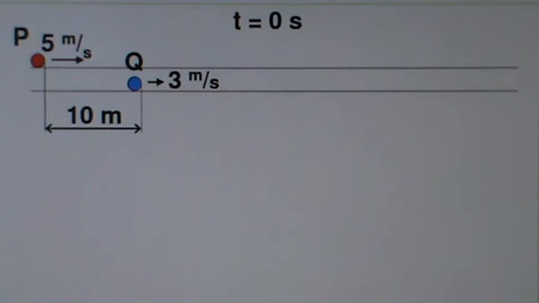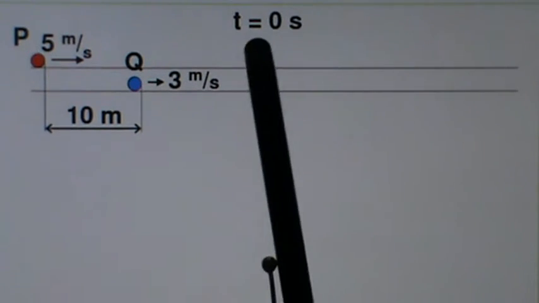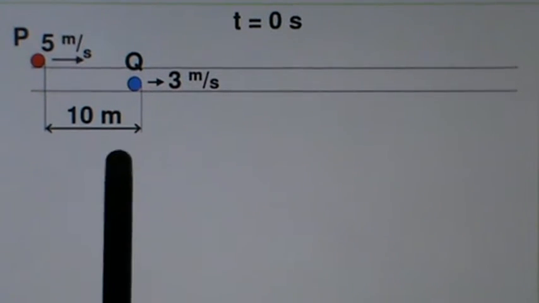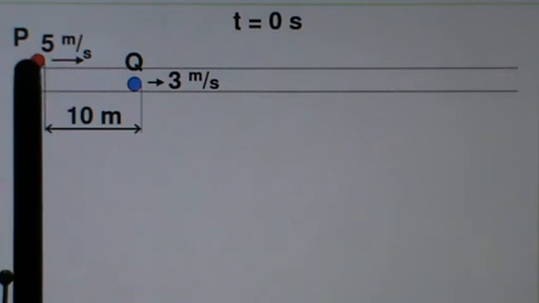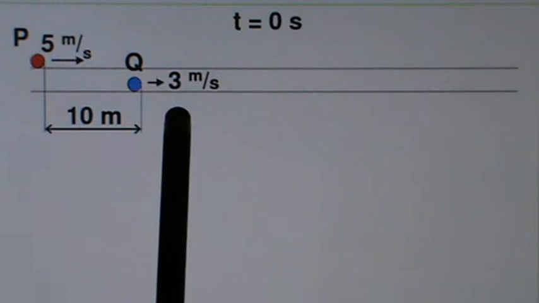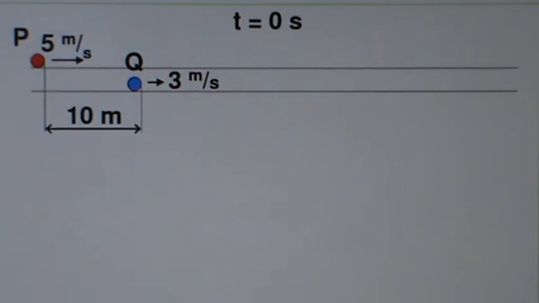As you already saw the initial situation here, the distance between P and Q is 10 meters, and P is moving with constant speed 5 meters per second and Q is moving with constant speed 3 meters per second.